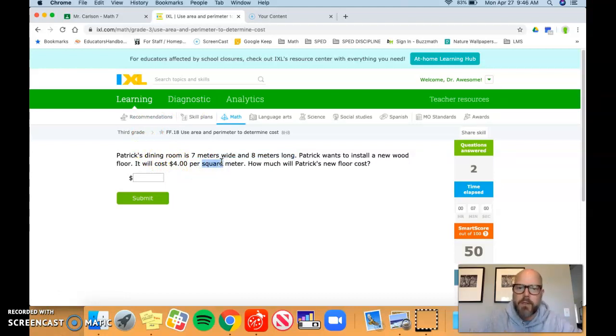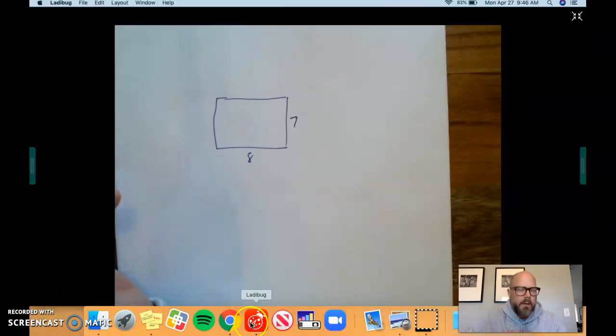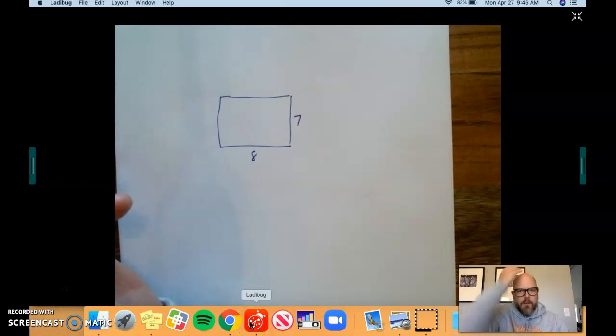All right, couple clues here. Wonder if you found them yet. The first clue is that Patrick wants to install a new wood floor. Okay. Well, we're dealing with another rectangle. Okay, it's 7 by 8. Here's my drawing. And he wants to install a floor.